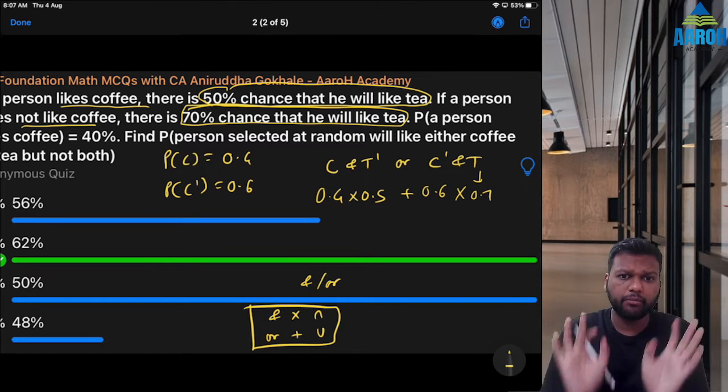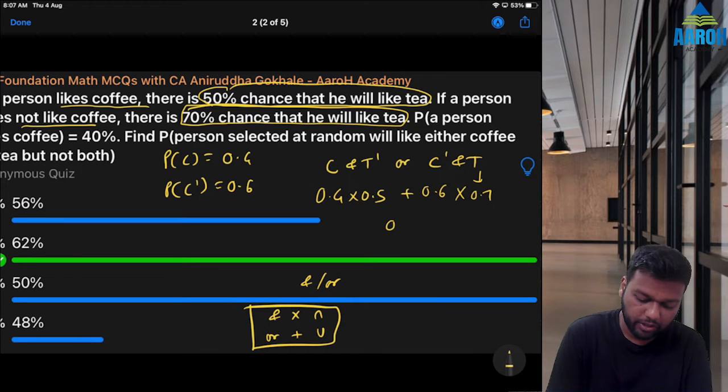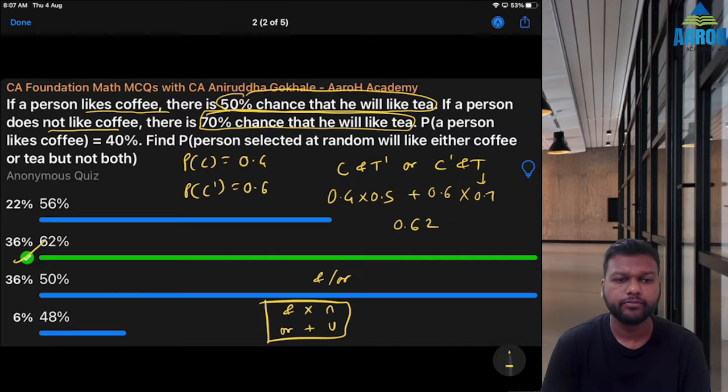Concentrate carefully and tell me if you have understood this. If not, let me know in comments. So the answer will be 0.4 into 0.5 plus 0.6 into 0.7. That is going to be 0.62, which is 62%, or option second. Okay, 36% people have got it.